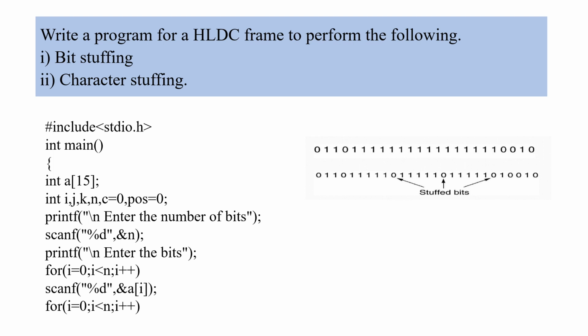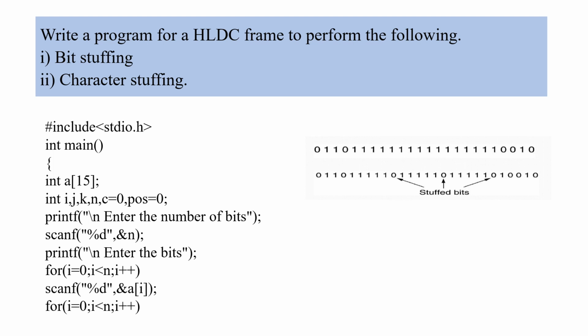The program logic remains the same. The only difference is that here you are going to stuff the bits in the form of zeros and ones. Character stuffing is nothing but adding some alphabets, like a name, a place, or some words. Coming inside the program, stdio.h is used for accepting input and output.